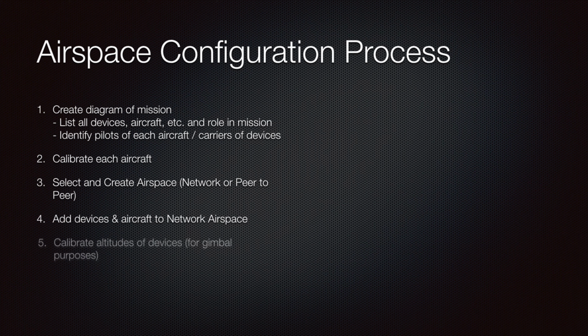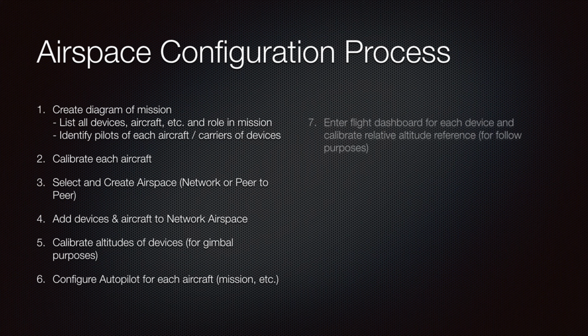You'll next want to calibrate the altitude of the devices from the Airspace Manager screen. I recommend doing this here as well as when you engage, as it's key to ensuring that the quad is flying and focusing at the right altitude. You can now configure Autopilot for each aircraft. This is the mission and the basic parameters around that mission. You can now enter the flight dashboard for each device and calibrate the relative altitude reference. This is primarily for follow purposes.